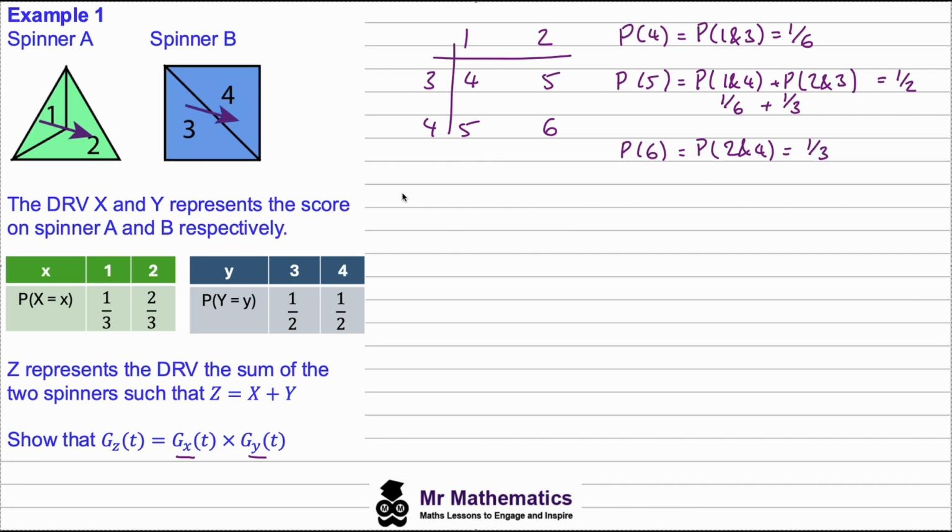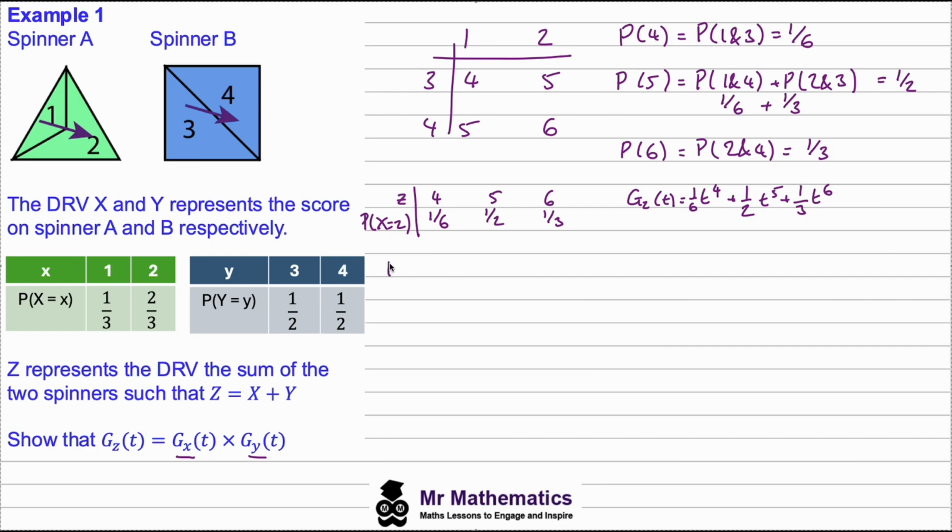Okay. So for our distribution table for Z, we'll have the observed value being a 4 with a probability of 1/6. And then we've got a 5 with a probability of 1/2. Then a 6 with a probability of 1/3. Okay. This will give us our generating function of Z, which will be 1/6 of t to the 4 plus 1/2 of t to the 5 plus 1/3 of t to the 6. So this would be the probability generating function for Z.